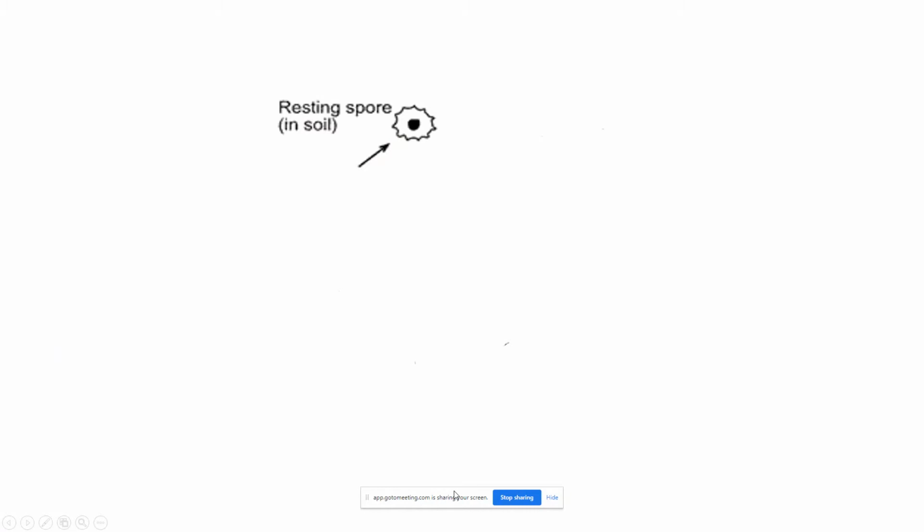I'm going to start here with the resting spore in the soil. The pathogen that causes clubroot is called Plasmodiophora brassicae. Now, there's no test at the end, so you don't need to remember that or write it down. But you need to know that this pathogen forms very small spores that we call resting spores, and they're going to live in the soil. So that's where we're going to start.